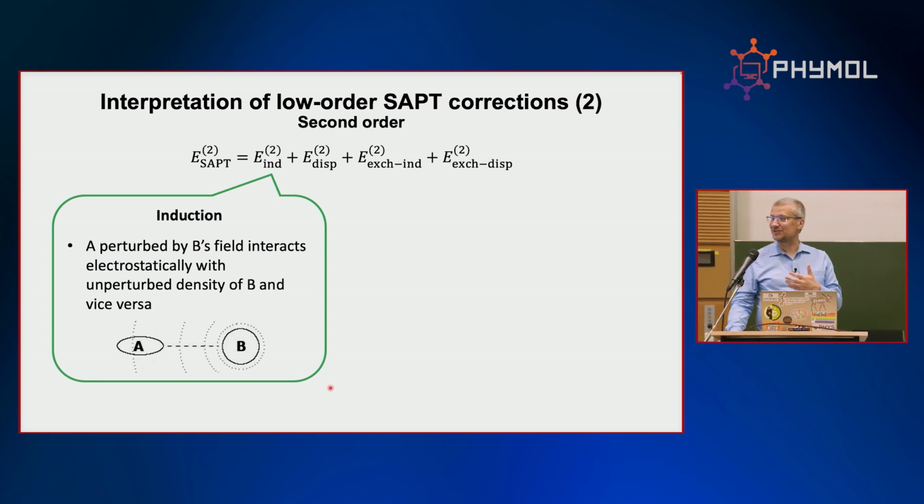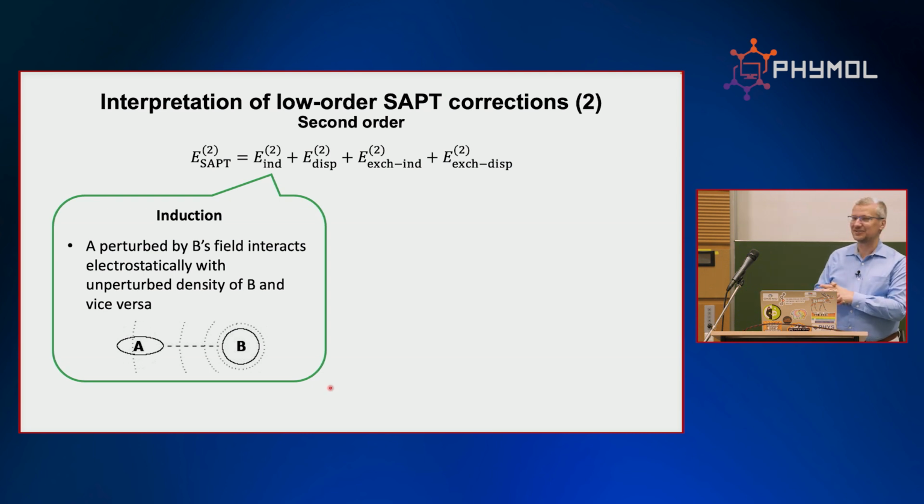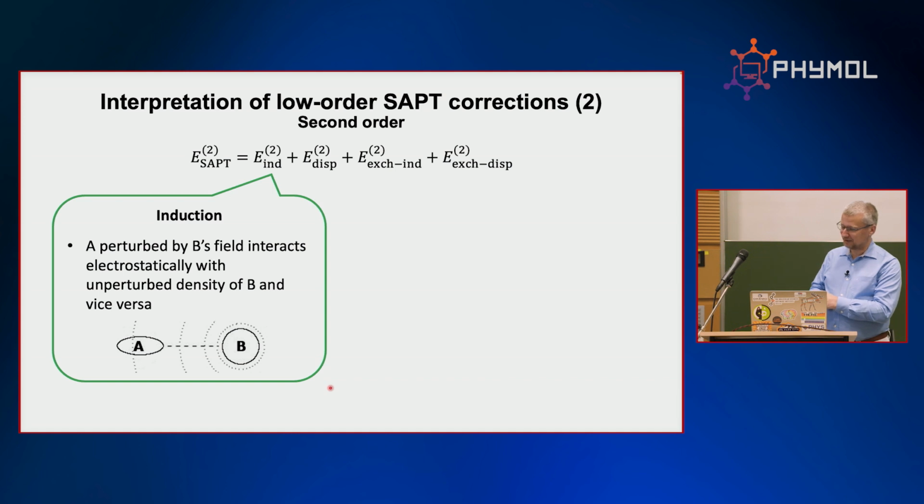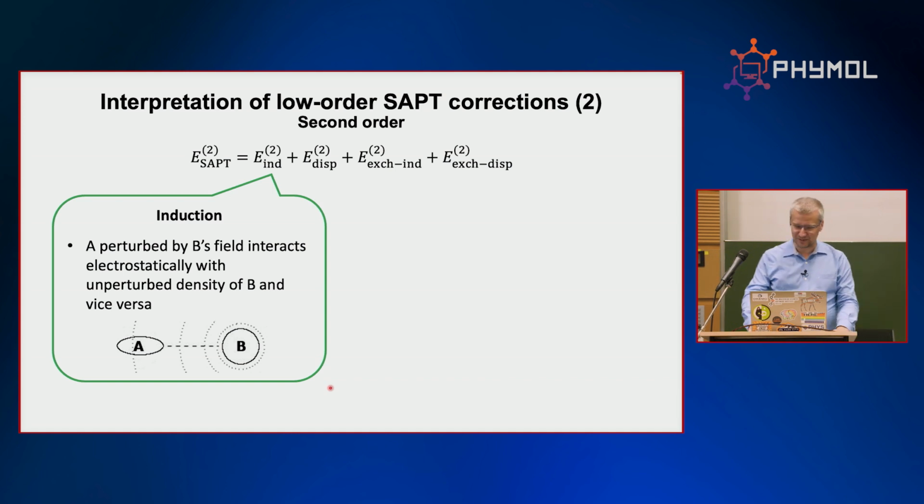It's pretty easy to see that I could take a mirror image of this cartoon and get another part, because just like B can polarize A, in the same way the molecule A can polarize B, and that's the other part of this induction energy. So both of these appear together in the second order, but you can split them if you want to.